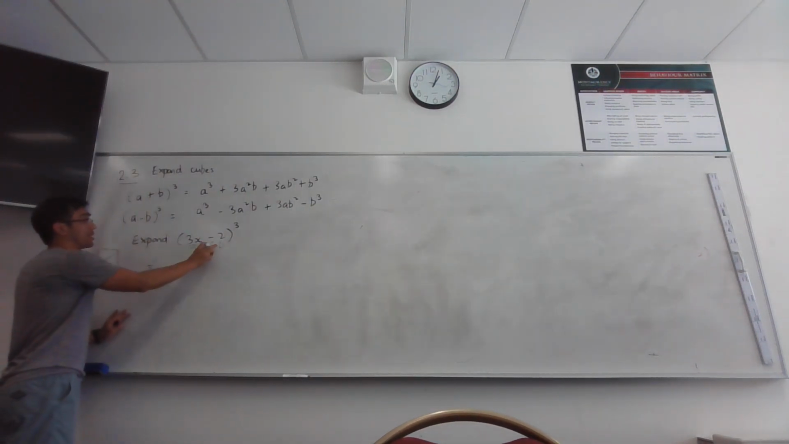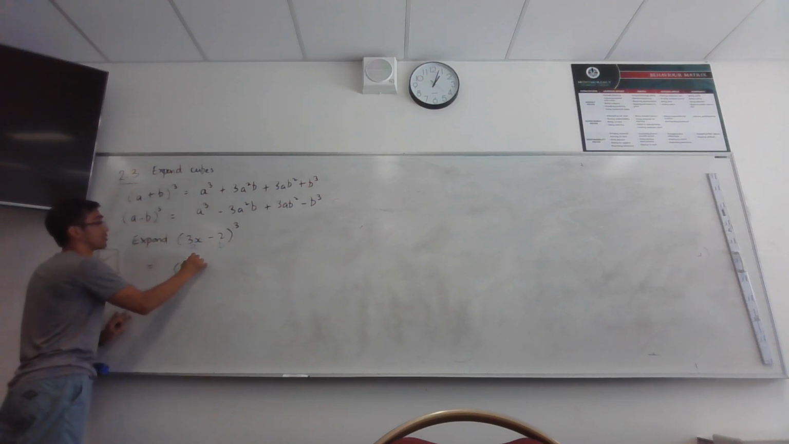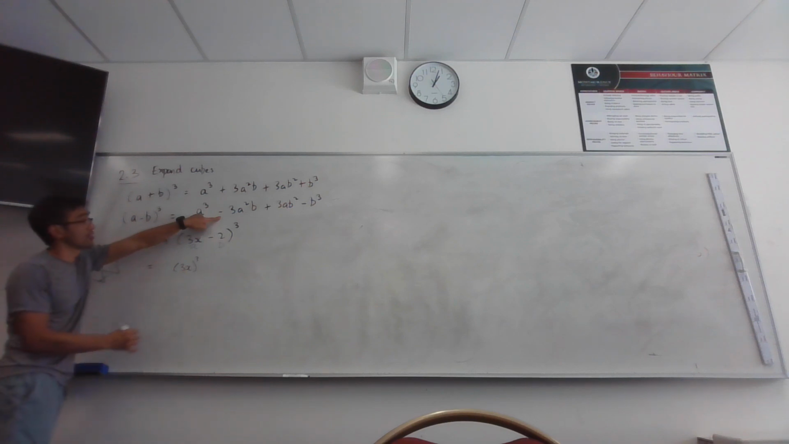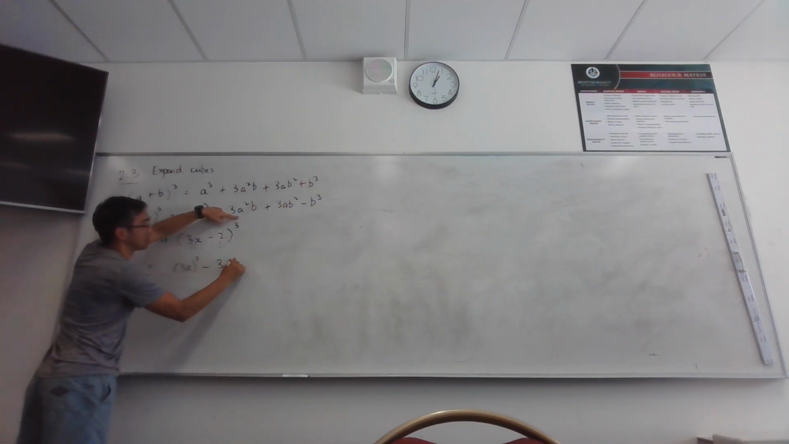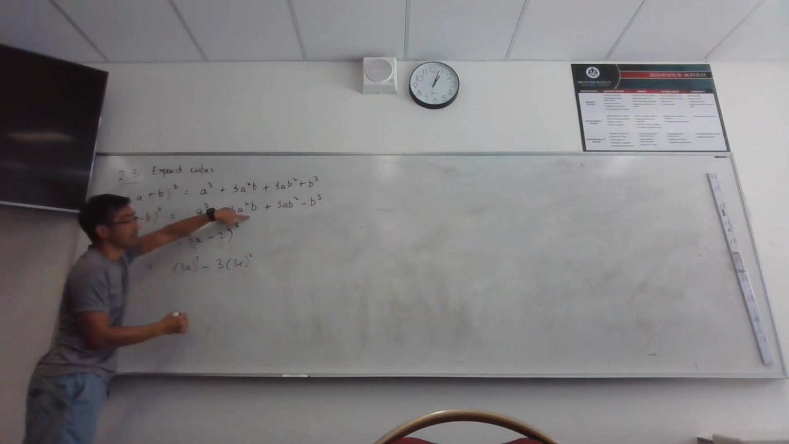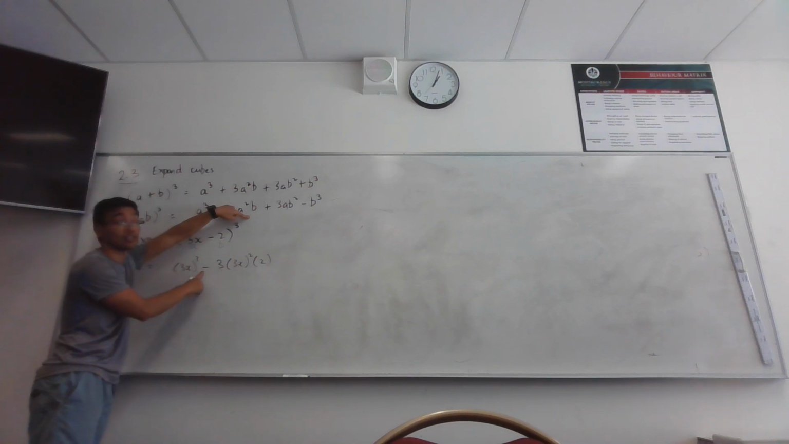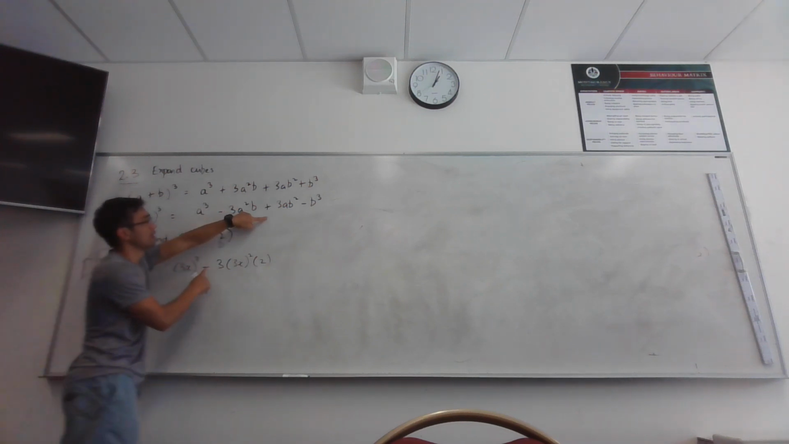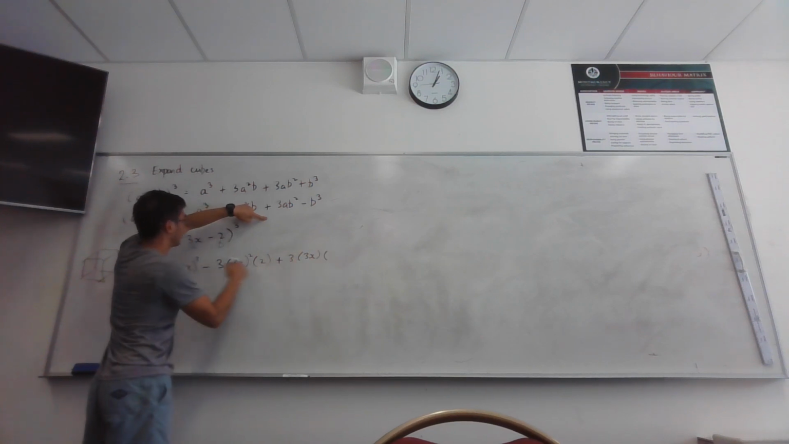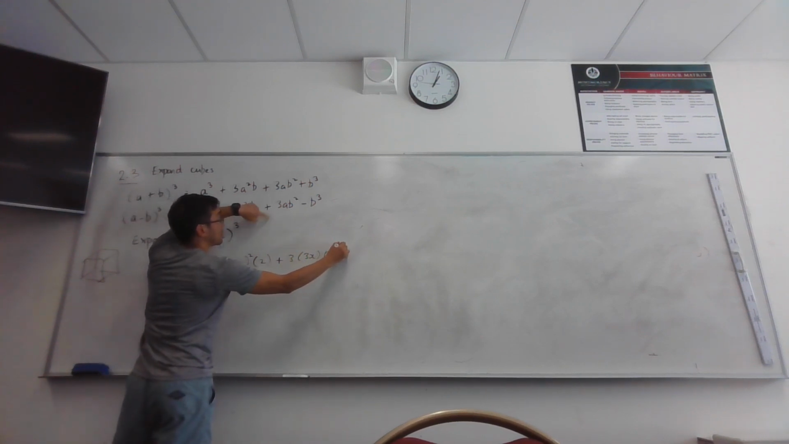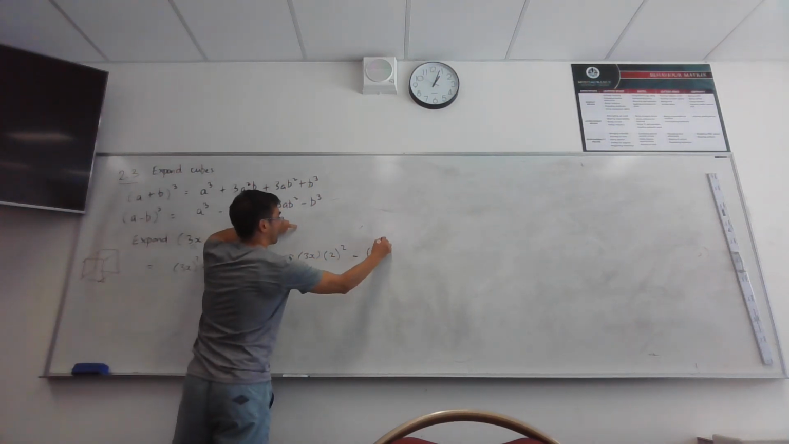Okay, that's my A and B. A cubed, that means 3x cubed. Let's see the second term. Minus 3 A squared. My A's are 3x. My B's are 2. Do not put a negative 2 in there. It's already done for you in the equation. Plus 3, A's are 3x, B's are 2, must be squared. Lastly, it's a minus 2 cubed.